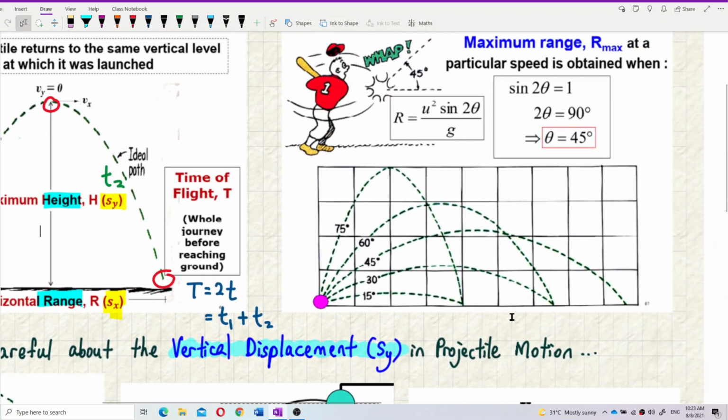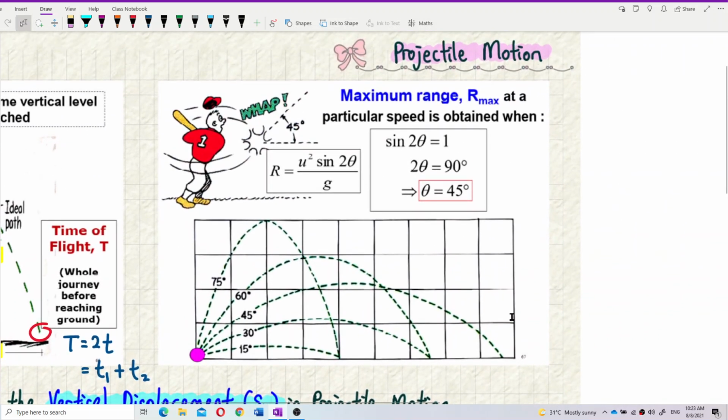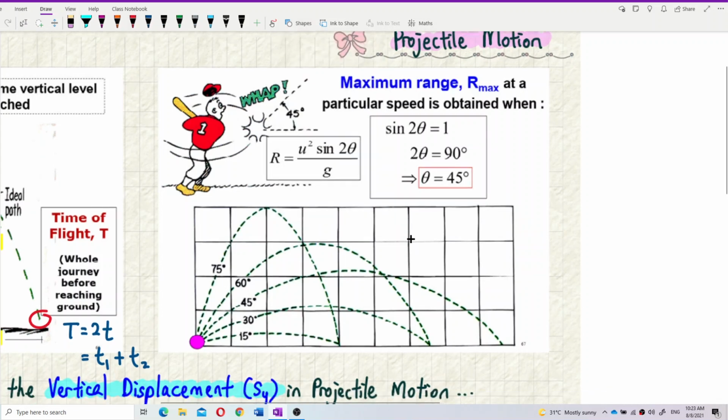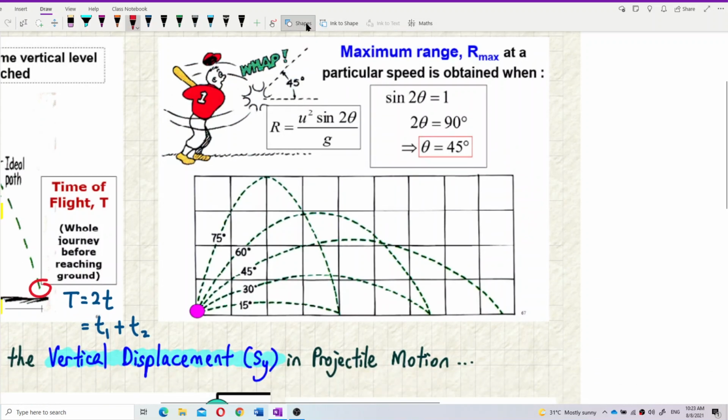Now let's look at this one: maximum range. Let's say I want to throw a ball to the furthest distance. At what angle should we throw to get the maximum displacement? When do you get the maximum displacement?